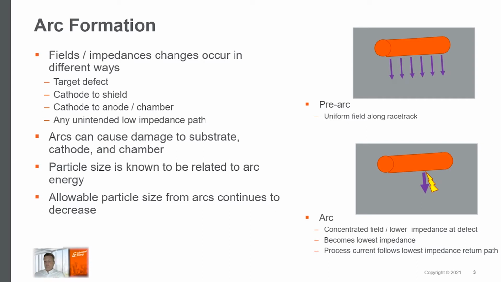During the process, the impedance can be managed as a uniform field along the racetrack, right here. When the arc occurs, the field collapses, becomes a singular point, and that becomes a low impedance path of least resistance. In turn, all of the process current wants to flow through this point, and the power supply needs to detect this change in impedance, react to it, and extinguish the arc. To extinguish the arc, the output current, or the current in the arc, must be driven to 0 amps, thus interrupting the fault.